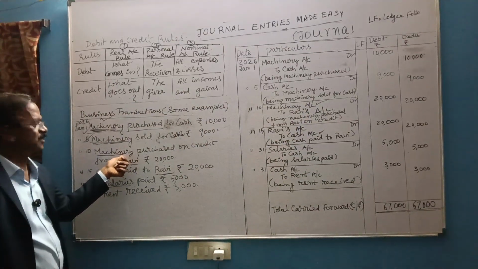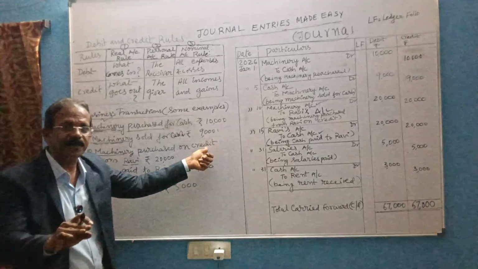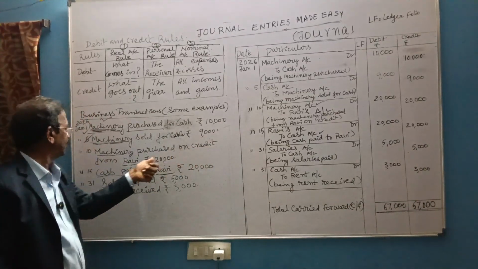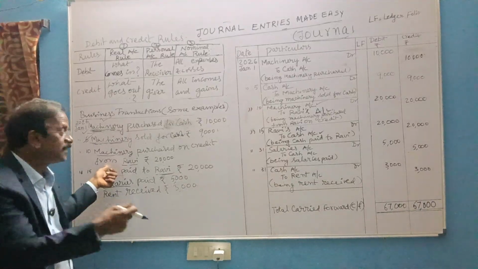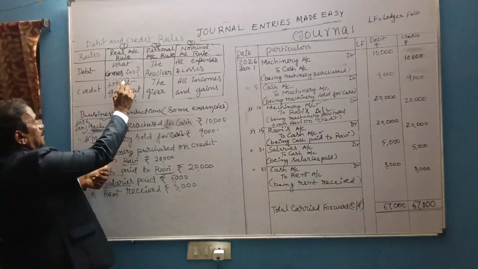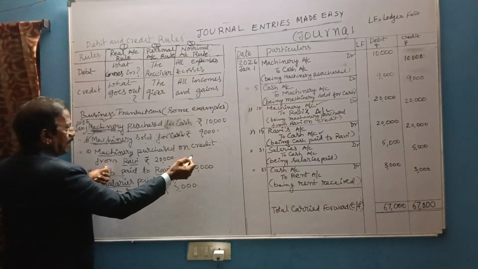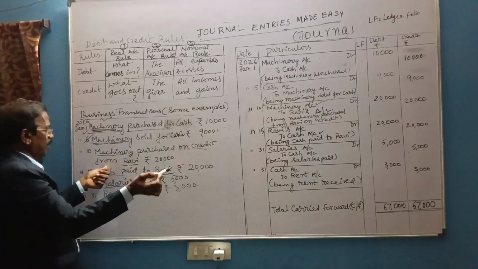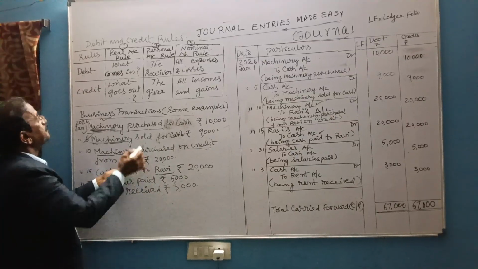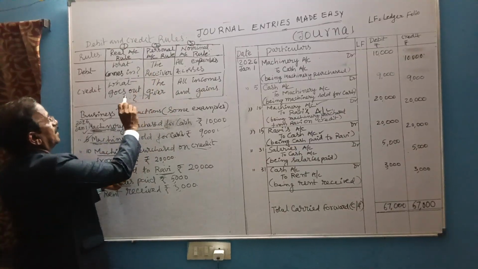Half of the journal entry is over. On credit. On credit means we are not giving anything. Then who is giving this machinery? You have to question. Here, what goes out? Nothing, because it is on credit. Nothing is going out. Then go to this second column.